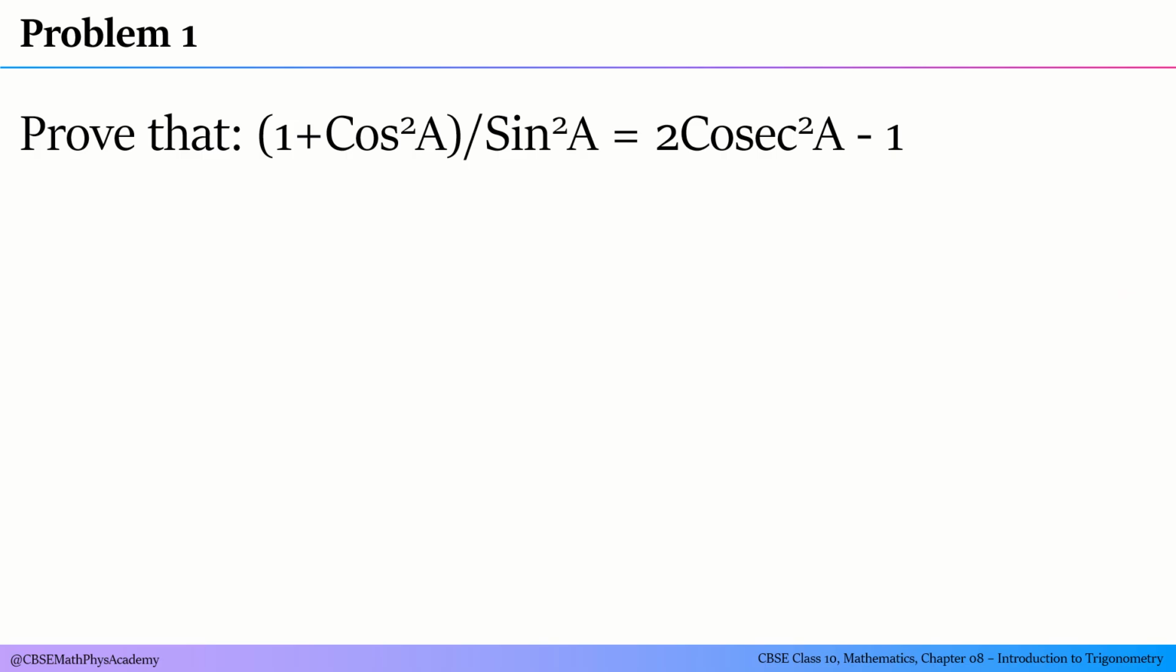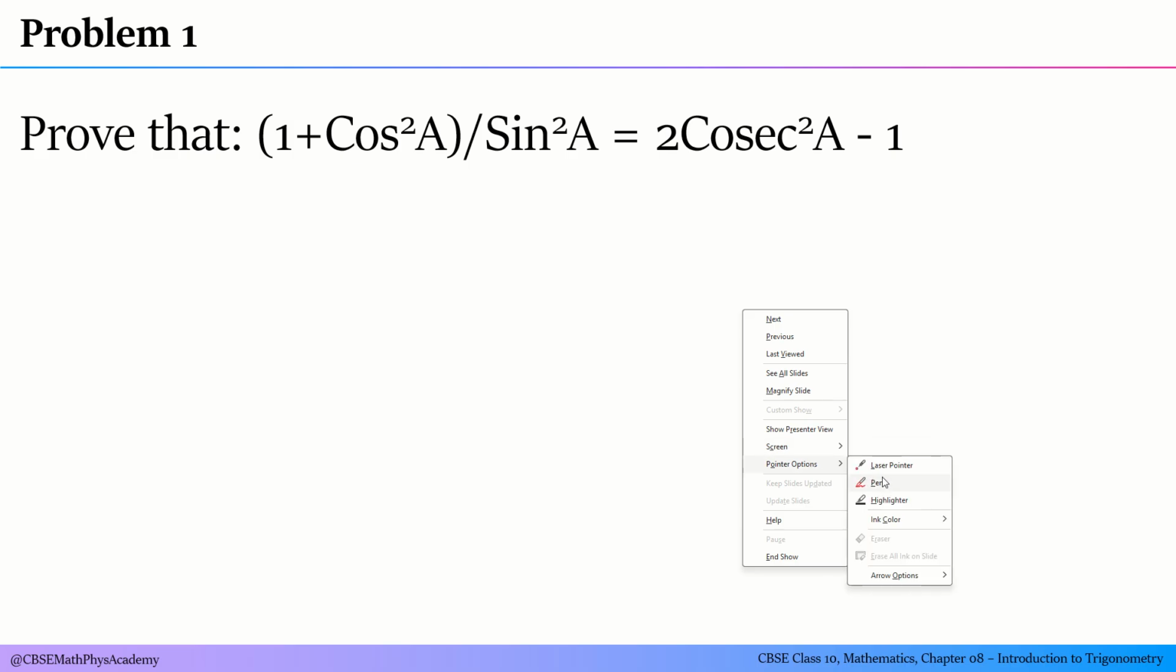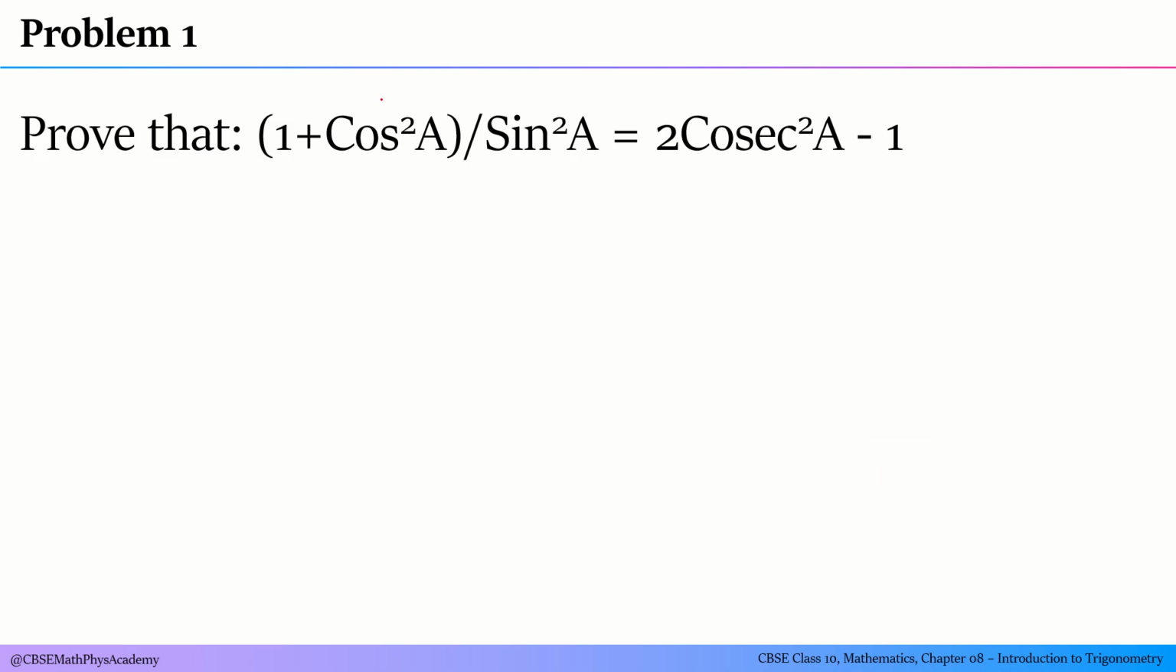So the first problem is (1 + cot square A) by cosec square A is equal to... sorry: (1 + cos square A) by sin square A is equal to 2 cosec square A minus 1. By looking at both sides, you can understand that this belongs to trigonometric identity 1. Whoever came to this video directly, kindly check the videos of parts 9, 10 and 11 to understand the three trigonometric identities properly before solving these problems.